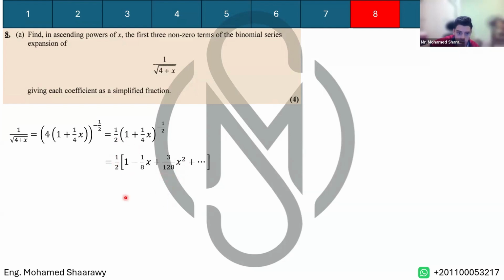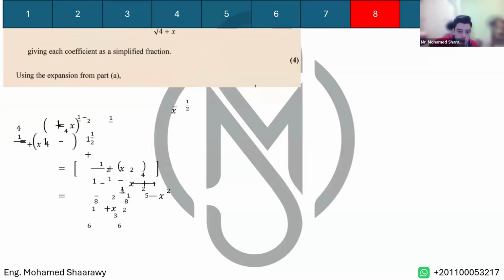Let me expand this half. So it will be a half times 1 is half. Half times negative 1 over 8 is negative 1 over 16x. And half times this, it will be 3 over 256x squared. And that's my answer.